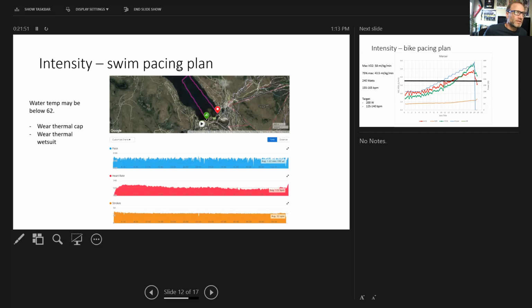And then pacing wise, we spent a lot of time practicing pacing for an event. This is swimming 4,200 yards, 2.4 miles. And so you do need to have a good pacing plan throughout that, and not have lots of variations during the swim.